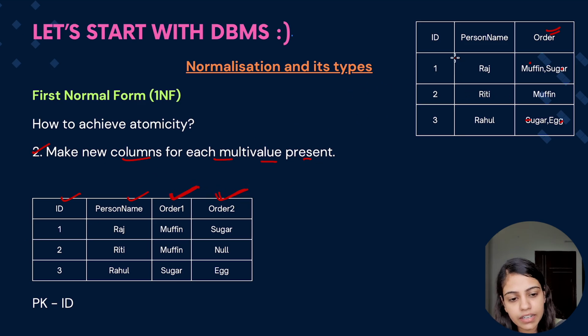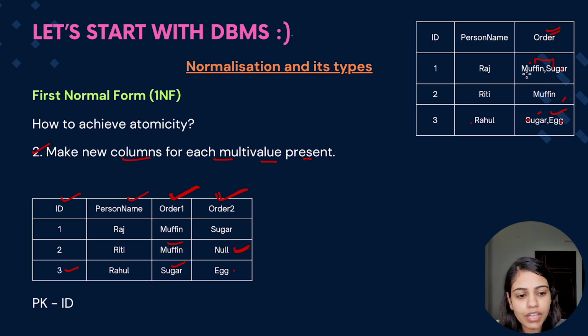So we will just fill the data. For 1 Raj there is muffin as order 1 and order 2 is sugar. So we will fill 1 Raj muffin sugar. Then coming to Riti, for Riti there is only one order. So in order 1 we will fill muffin. But since there are no 2 orders, we will fill null. Null basically means empty. Now for Rahul there are also 2 orders. So for the first order we will enter sugar and for the second order we will enter egg. In this approach, if you see, according to the values present in order, we are making new columns.